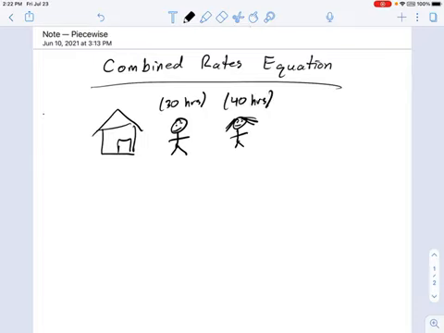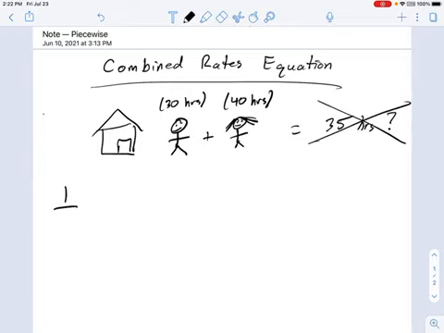So the question is, how long is it going to take the two of them working together to get this shed done? Your first reaction might be to just average those two numbers together. Is it going to take 35 hours? Well, that's not the case, because that's actually slower than Bruce's time if he worked alone. So we're not averaging. We're doing something else with this combined rates equation.